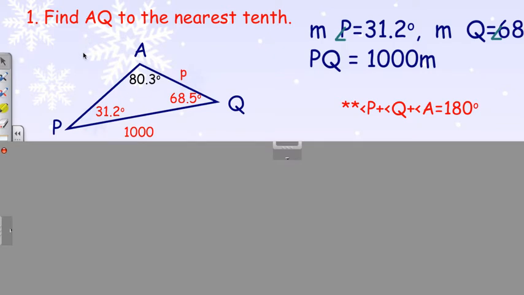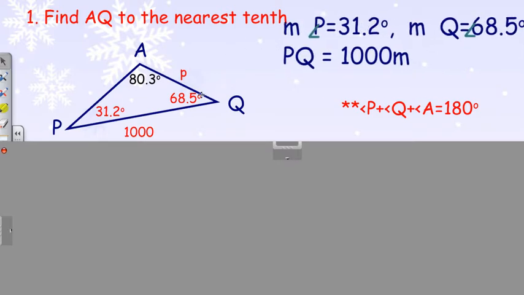So I see that I have angle P is 31.2 degrees. Angle Q is 68.5 degrees. And PQ, or side A, is 1,000 meters. So if I were to do the law of sines, the easiest setup would be angle P with side p and angle Q with side q. However, I'm given side a. But if I'm given side a, then I would need to work with angle A.